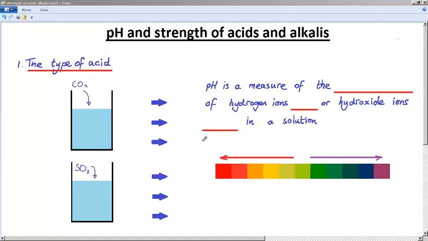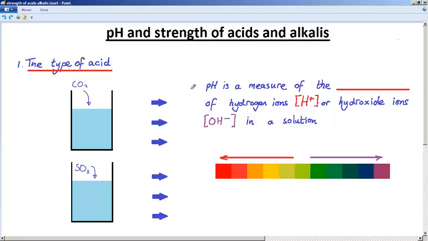In this lesson we're going to look at pH and the strength of acids and alkalis. We remember that the pH of a solution is a measure of the concentration of hydrogen ions or hydroxide ions in that solution. Now the concentration is really the number of ions in a given volume, per unit volume. And we represent that in chemistry with this phrase here with little square brackets. So this symbol here means the concentration of hydrogen ions, and this symbol here means the concentration of hydroxide ions.